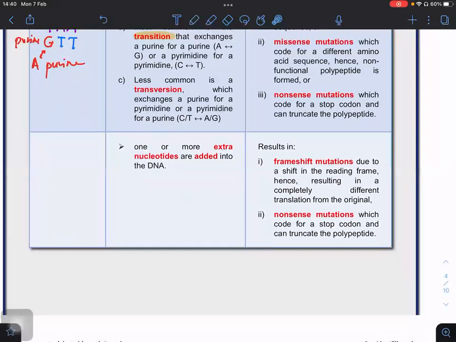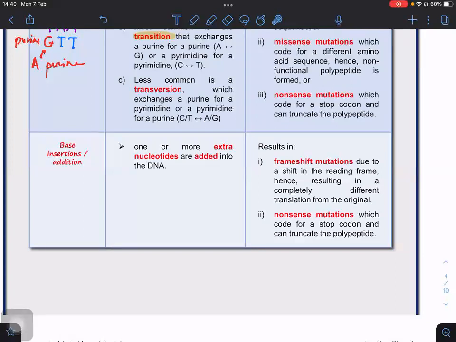Now next. Second row: one or more extra nucleotides are added into the DNA. This one is very, very simple. It's a base insertion or base addition. So it results in what? It results in a frame shift mutation. Now what's a frame shift? Reading frame change. Now, what does reading frame mean?